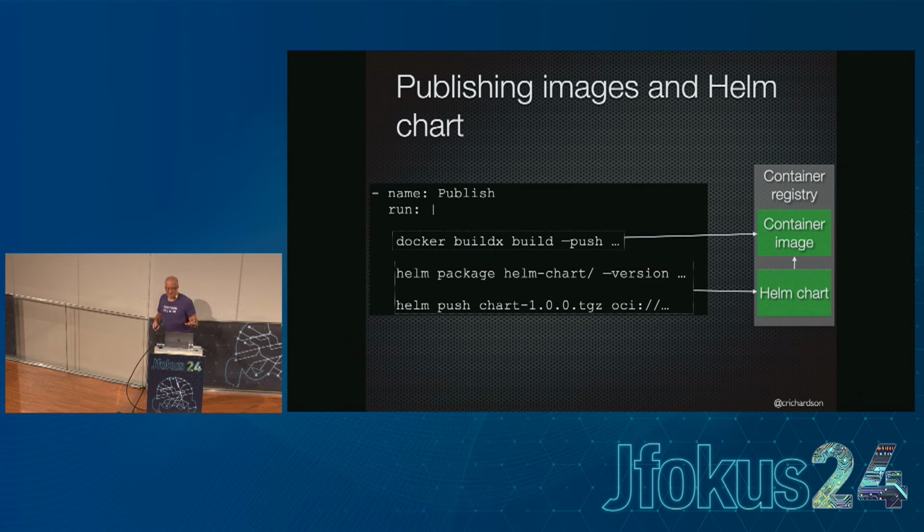So yeah, assuming that your Helm chart then passes the test, the last thing you need to do, at least at this stage, is publish the image and the Helm chart that references the image to a container registry. And that's just running a build command and running a couple of Helm commands to package the Helm chart as a tar file and then push it into the container registry. So that's the final step of, in this case, the GitHub Actions workflow.